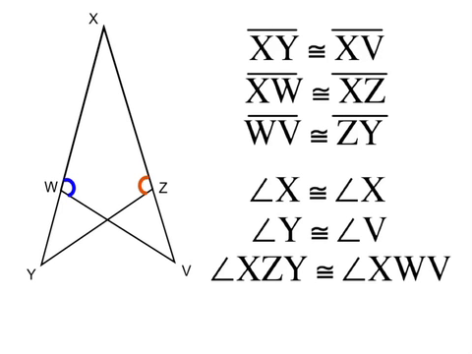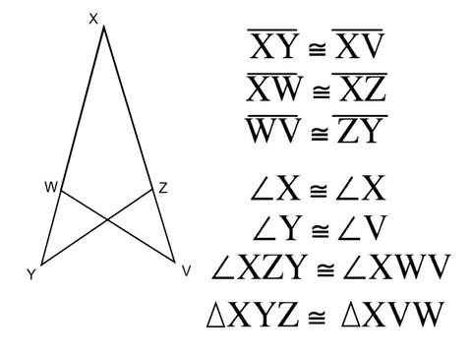So we have that angle XZY is congruent to angle XWV. And then we can label the congruent triangles as triangle XYZ is congruent to triangle XVW.